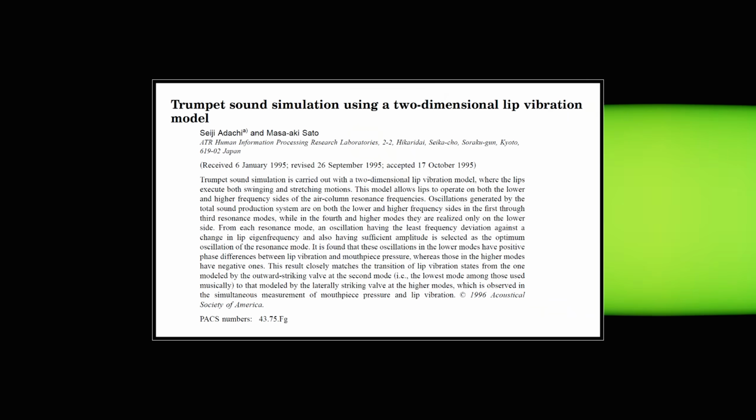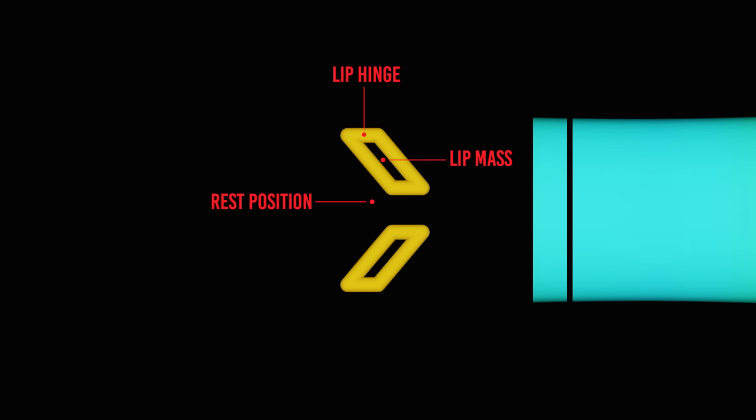They outline a very simple model where the lips are assumed to be masses held to a fixed point with 2 springs, which makes logical sense. Simulating this is very easy because it's just a typical harmonic oscillator. Since it's 2-dimensional, it captures both the horizontal and vertical movement of the lips.